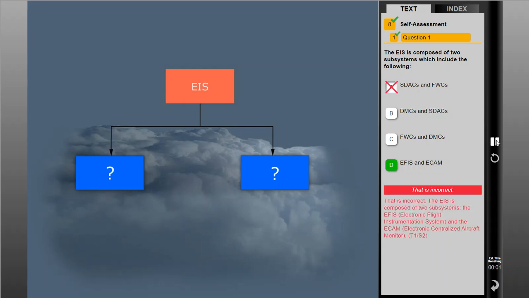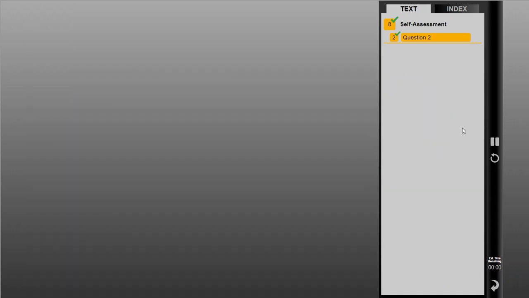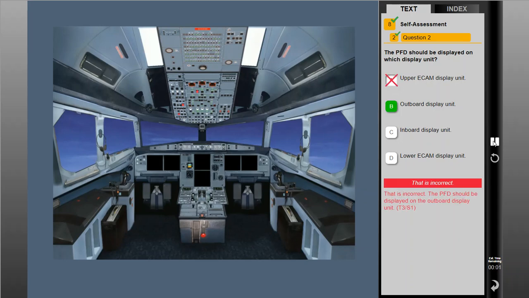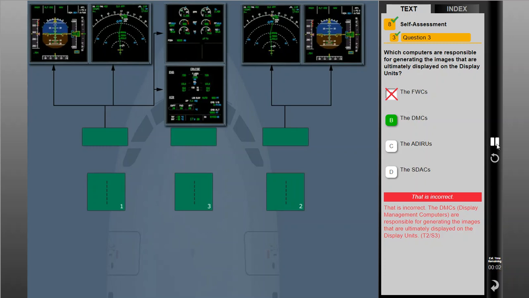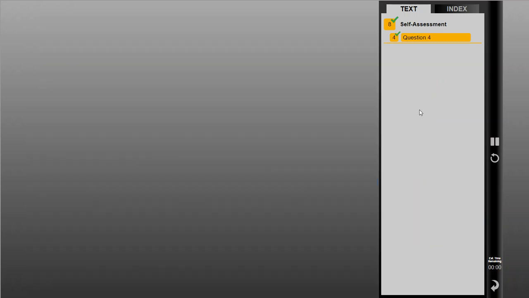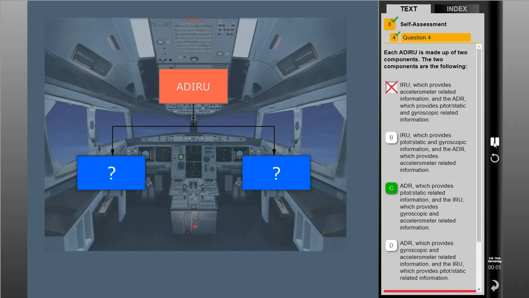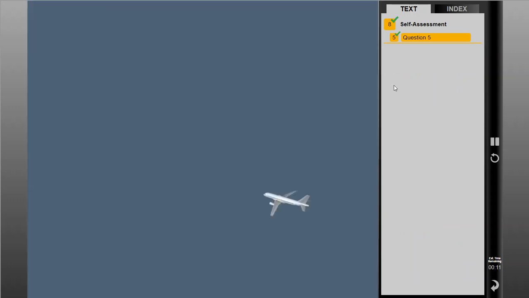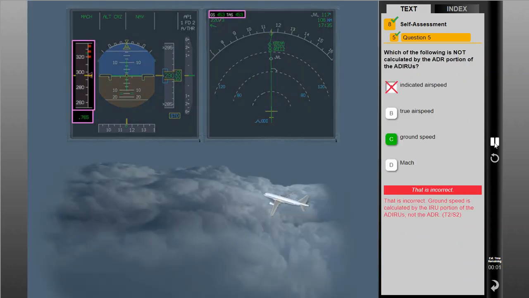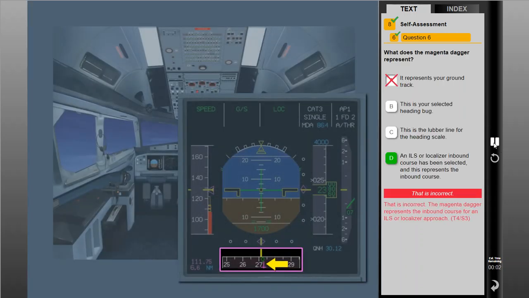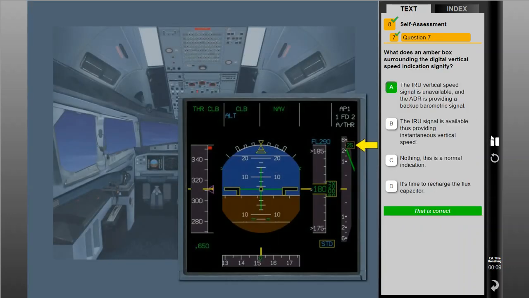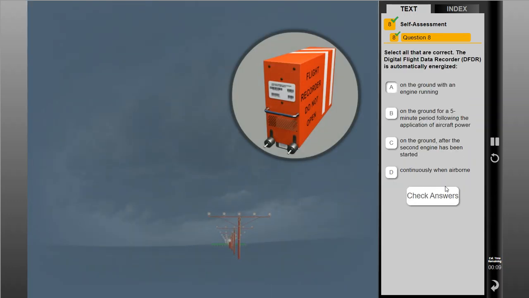That is incorrect. That is correct. That is incorrect.